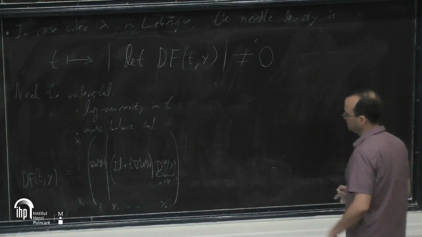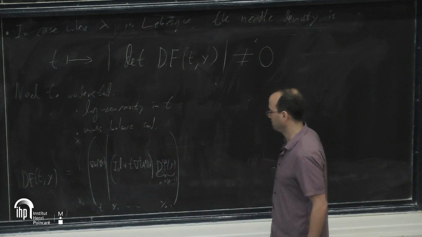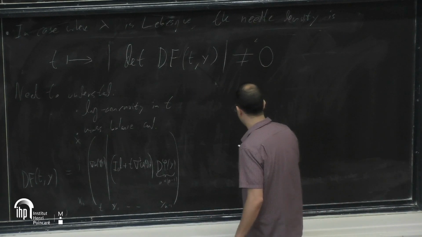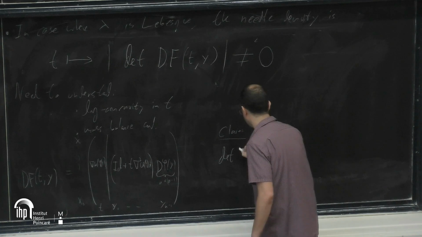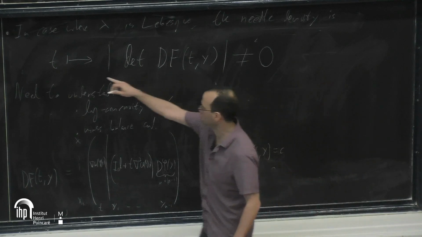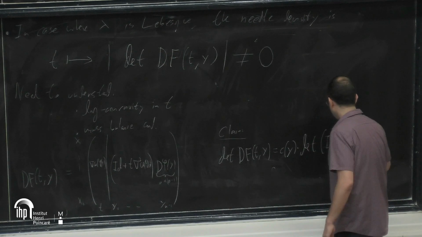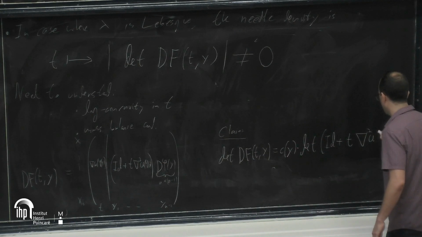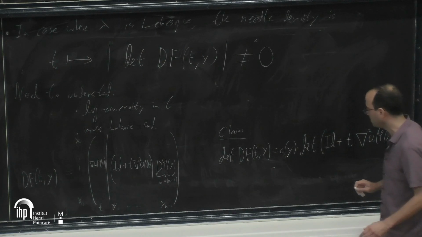Okay, so this is the differential, and now my claim is that the determinant here is going to be some function of y, which I only care about as a function of t. So it will be some function of y times the determinant of identity plus t times the Hessian of u at the point phi of y. Okay, so this is my claim.